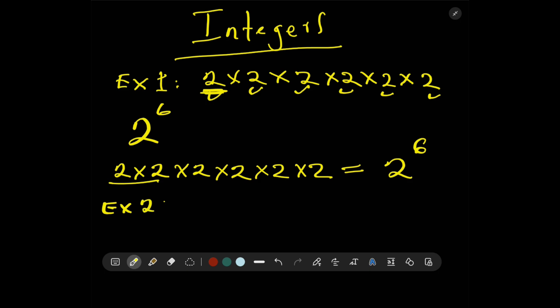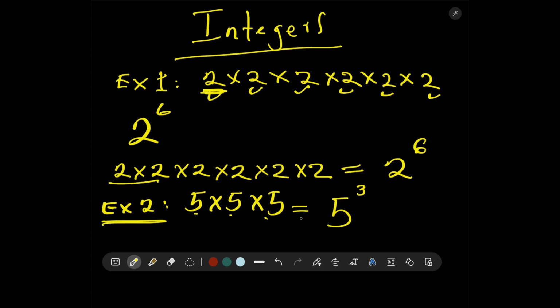Example 2. Let's say we are given 5 times 5 times 5, and we are asked to write this in exponential form. The first thing again is, what number is repeating itself? The number is 5. How many times is 5 repeating itself? 1, 2, 3. So we're going to put a 3 at the top. That means that in this example, 5 times 5 times 5 is written as 5 raised to power 3.